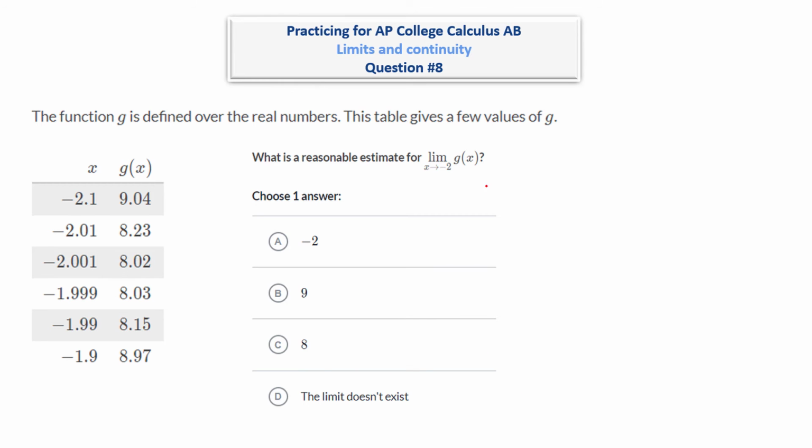Question 8. What is a reasonable estimate for the limit of g(x) as x approaches negative 2? As x increases to approach negative 2, the value of g(x) gets closer to 8. And as the values of x decrease, we also notice that the values of g(x) are getting closer to 8. For that reason, we can conclude that a reasonable estimate for this limit is 8.